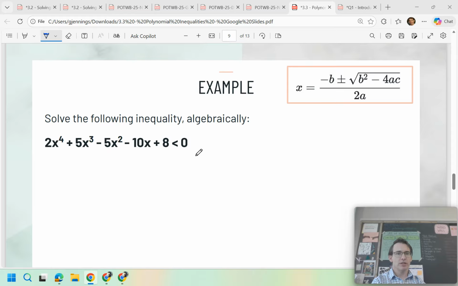One thing I notice is, what do you notice about this function here? 2x to the 4 plus 5x cubed. It's already set to 0, so that's convenient. That's a great observation. What else do you notice? There's a quadratic formula on the top right. Yeah, I have a feeling we might need that.